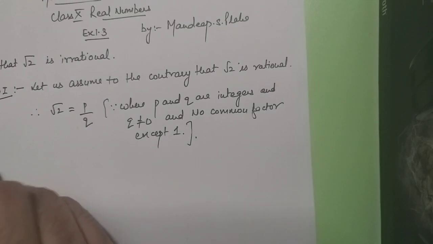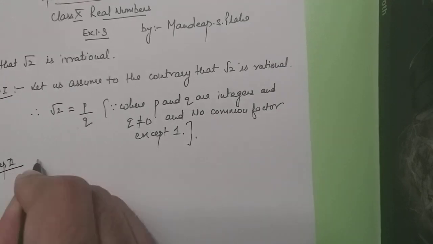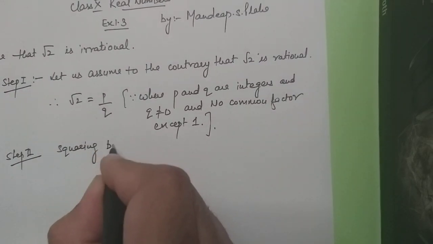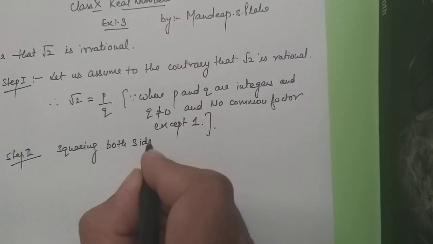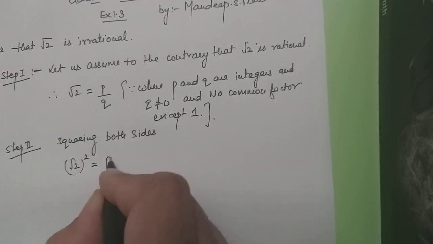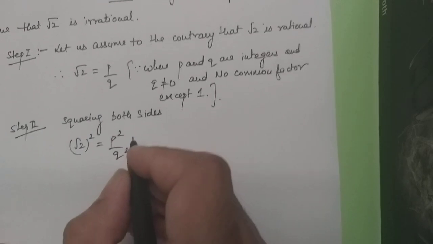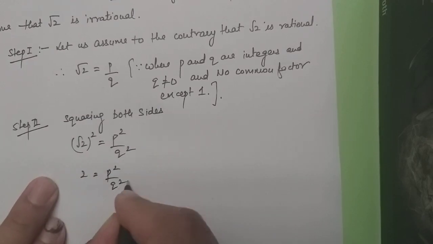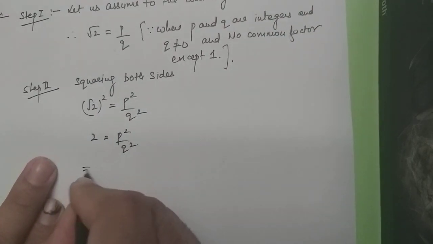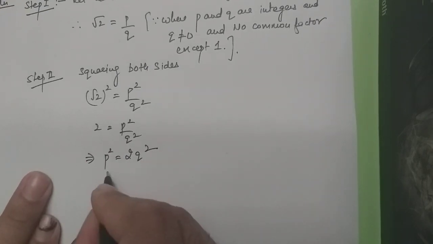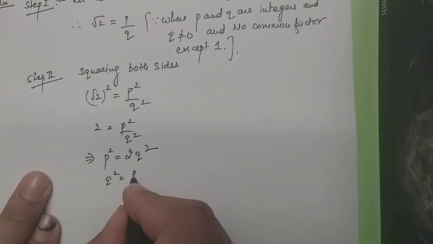The next step is step 2, squaring both sides. When we square both sides, we get root 2 squared is equal to p squared by q squared. Root 2 squared is 2, and p squared and q squared we write as it is. On cross multiplication we get p squared is equal to 2 times q squared. So q squared can be written as p squared upon 2.